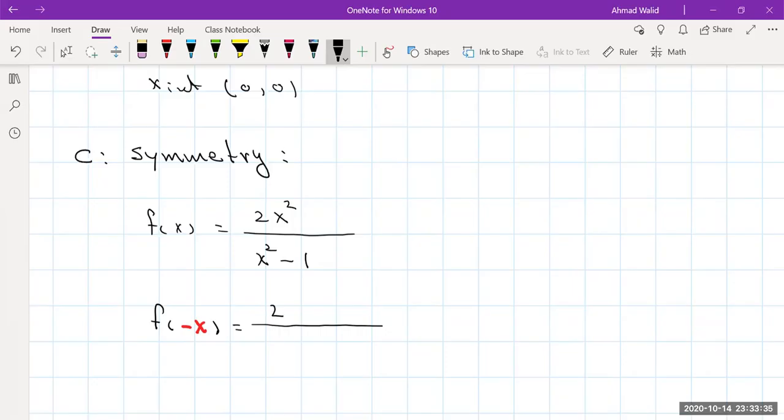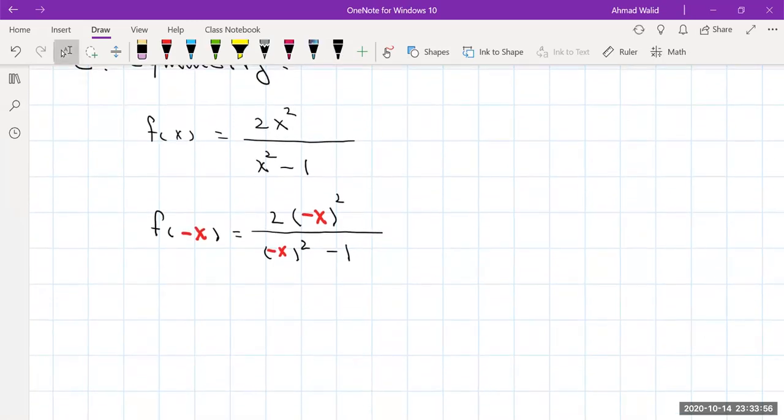This one will be 2 times negative x squared over negative x squared minus 1. Simplify. Let's do it simplified here. 2 times negative x squared gives you positive x squared. Negative x squared gives you positive x squared minus 1.